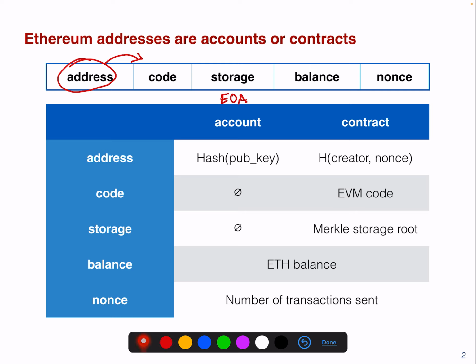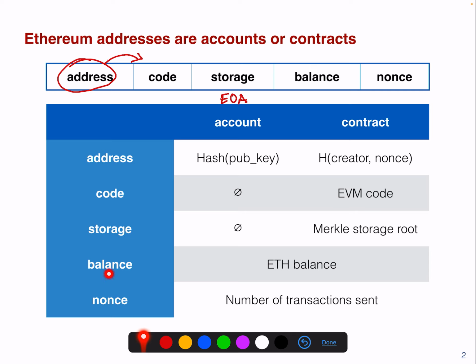And as you see here, there's actually no code associated to an externally owned account, while a contract does have some EVM code, right? So there must be some EVM code associated to it. The externally owned account doesn't have any storage contents. So if you create an Ethereum wallet with MyEther wallet or MetaMask or so, you don't have any storage there. You don't need it either. While the smart contract has a Merkle storage root.